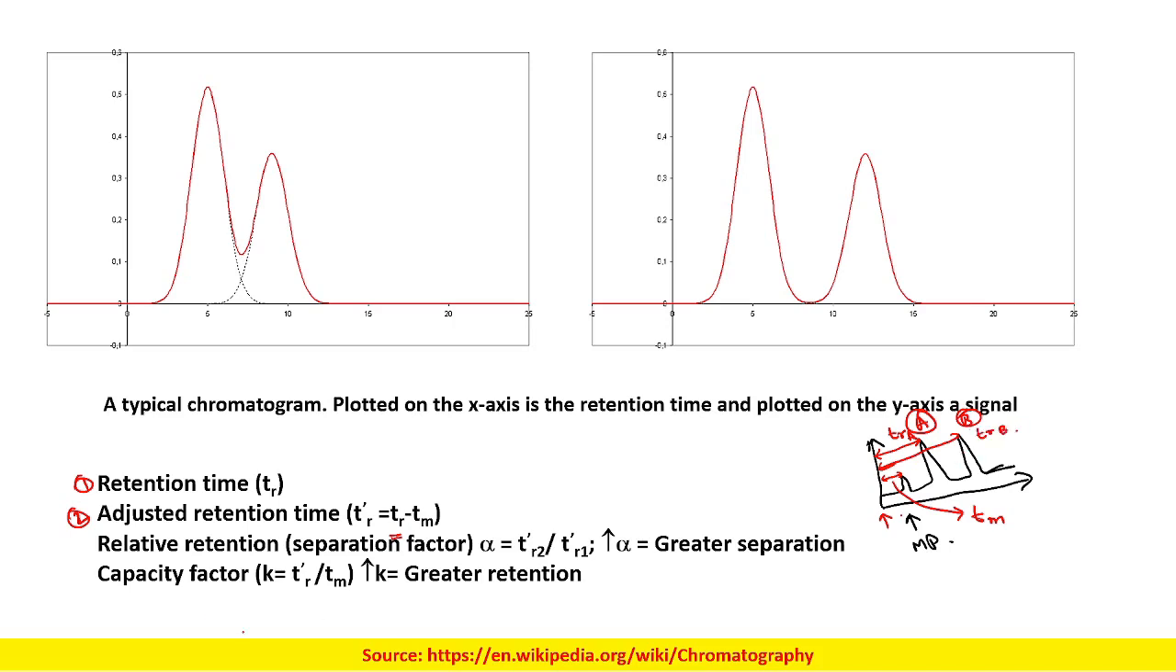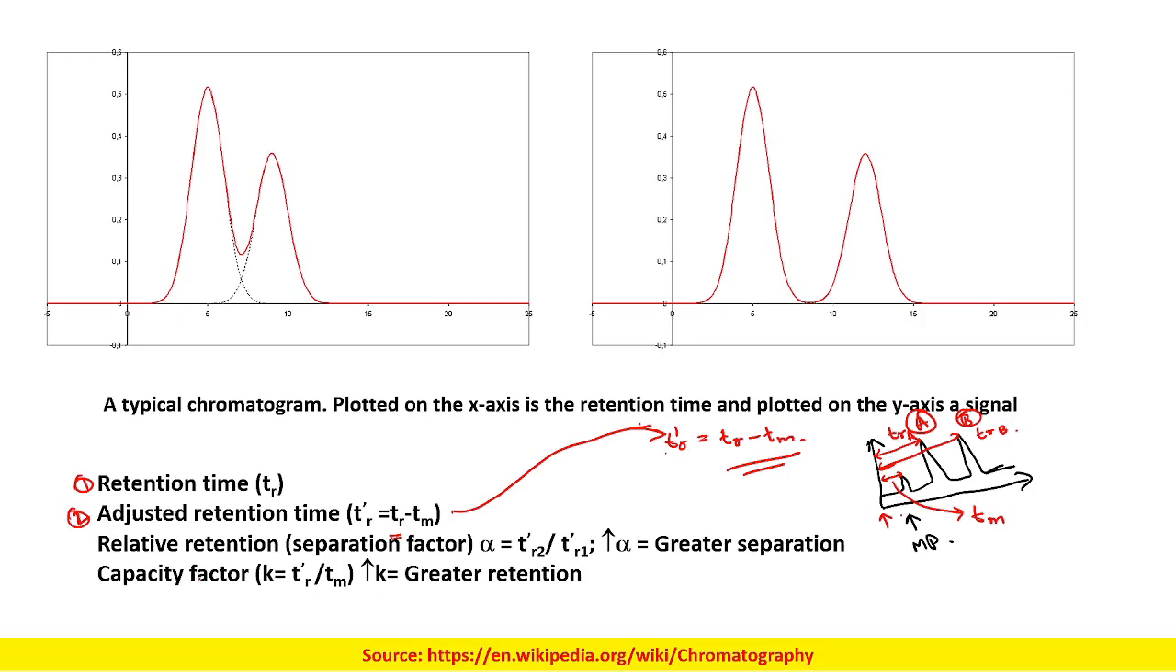Now the adjusted retention time, TR dash, is equal to TR minus TM. This is your adjusted retention time, because it is expected that your mobile phase will come at the initial stage, so we are removing that factor from this analysis.